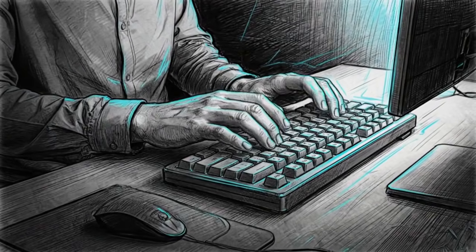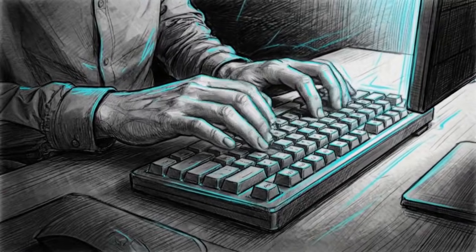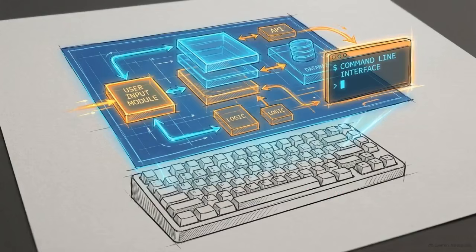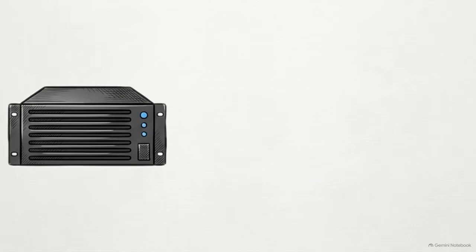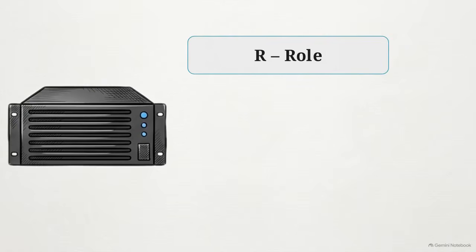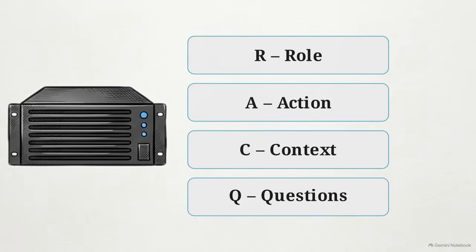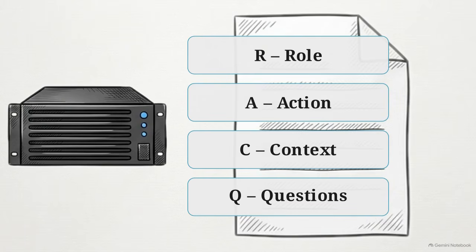Even a $100 monthly stack will fall apart if you feed it vague instructions. The tools are the hardware, but your prompting framework is the software that drives them. This scorecard breaks down the RACQ framework. You define a specific role, state the exact action required, provide context like audience and tone, and end with questions.